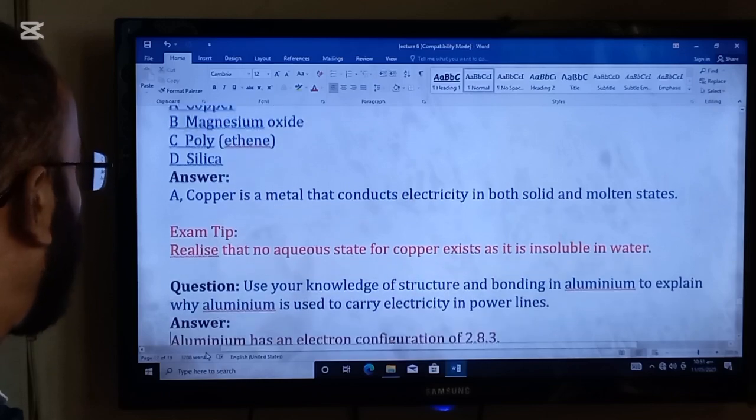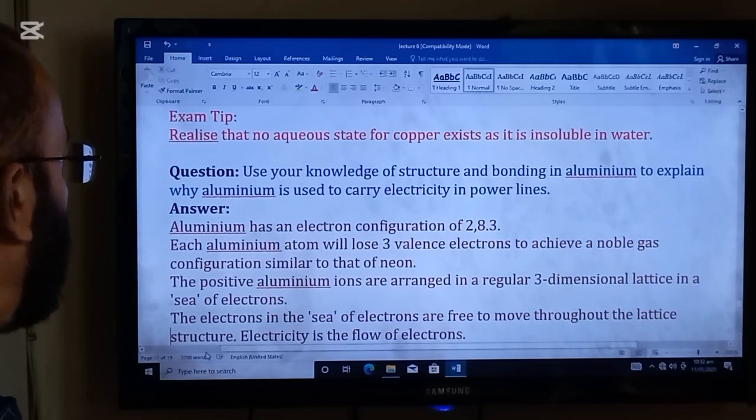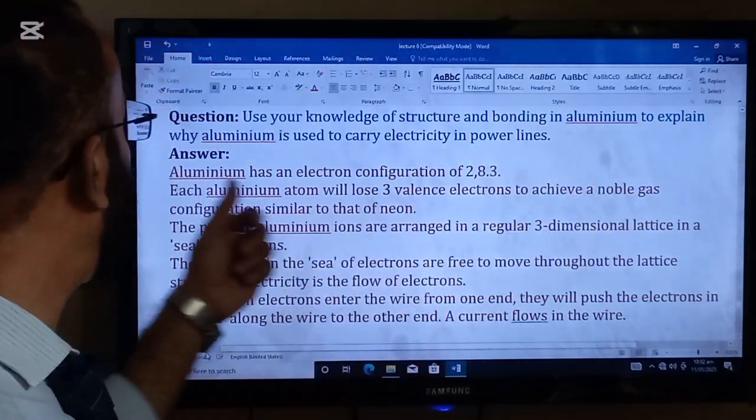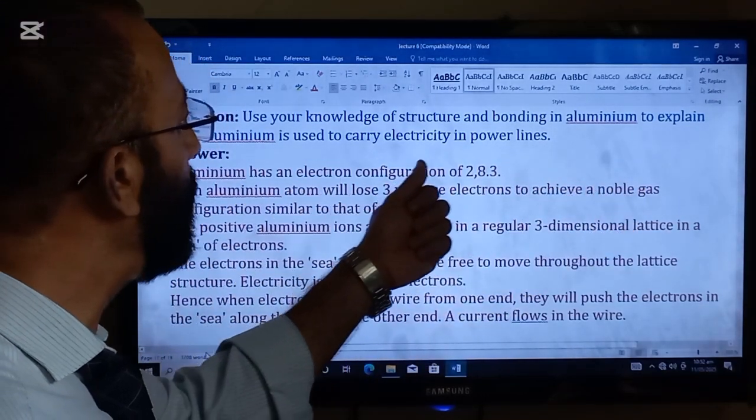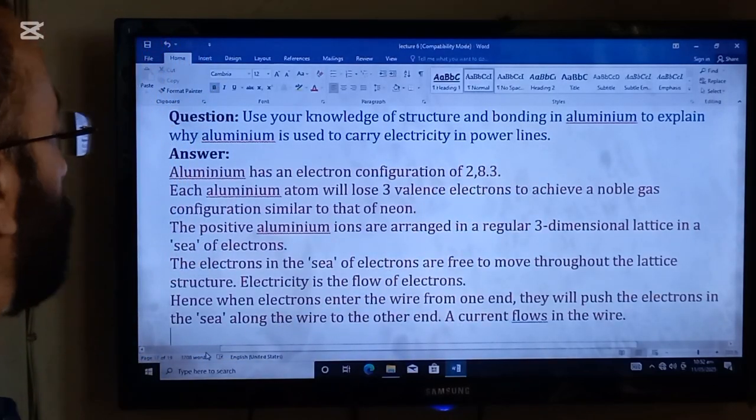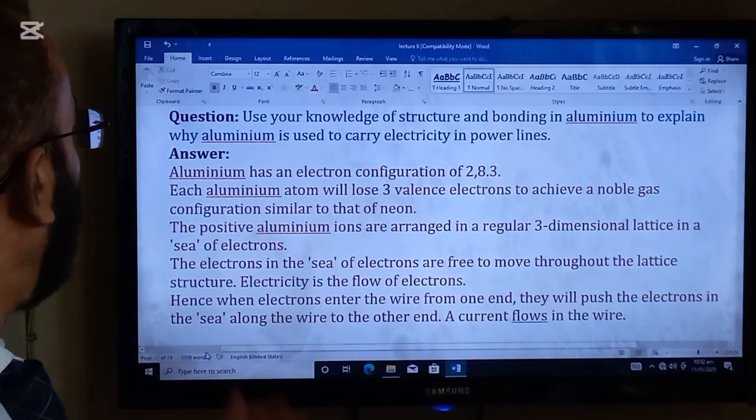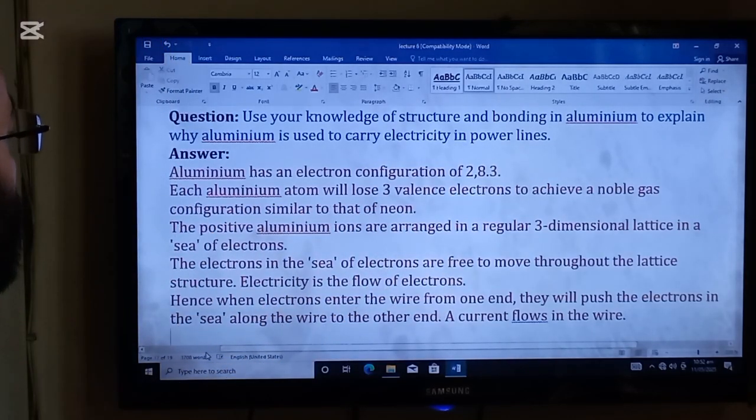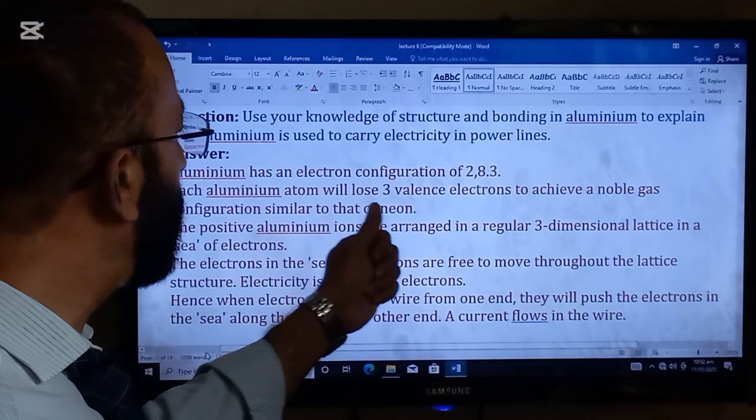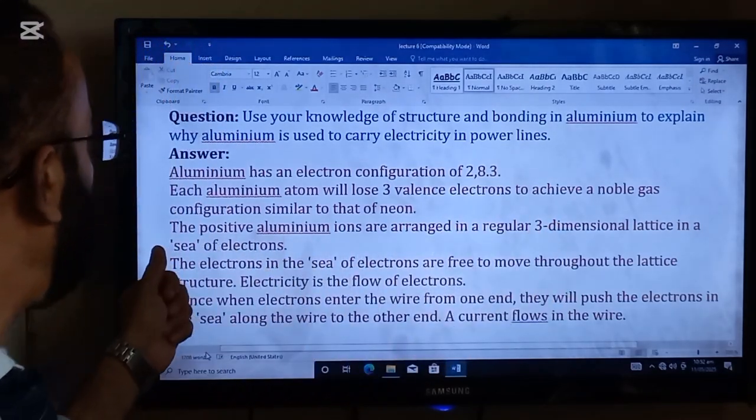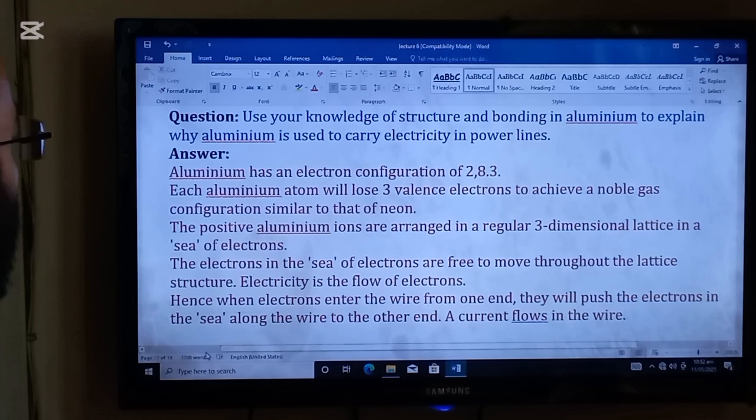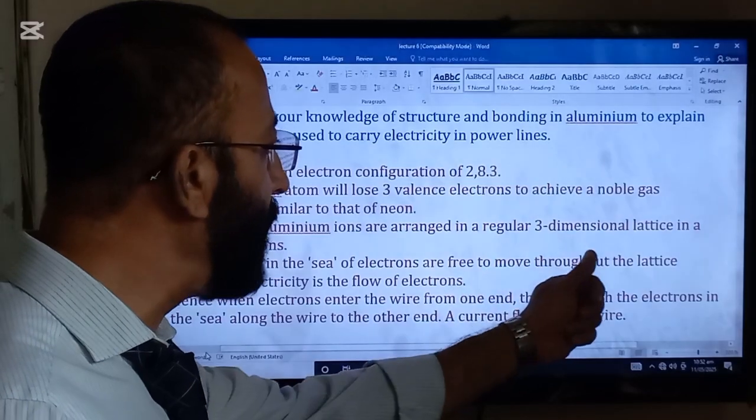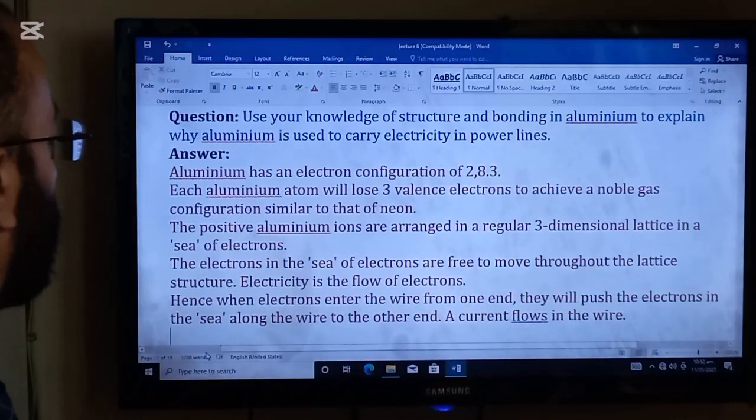And another question is, use your knowledge of the structure and bonding in aluminium to explain why aluminium is used to carry electricity in power lines. Very important question. Aluminium has an electron configuration of 2,8,3. Each aluminium atom will lose 3 valence electrons to achieve a noble gas configuration. The positive aluminium ions are arranged in a regular three-dimensional lattice in a sea of the electrons.